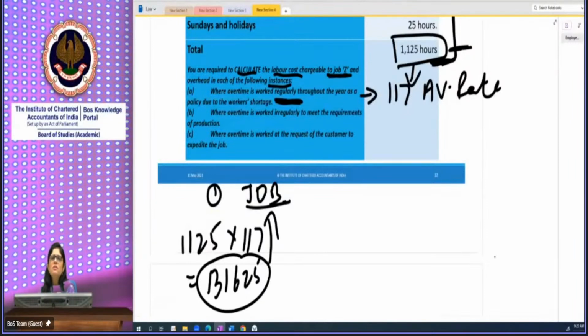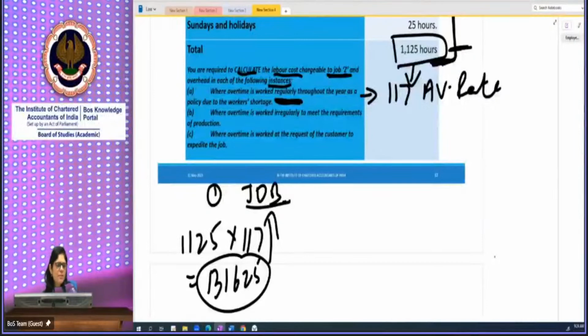So worker shortage is a normal scenario in case 1. When it's a normal scenario, we calculate the average rate. We are not considering it as overtime; we are taking it as a production cost. In another question, worker shortage can be taken as an abnormal scenario, and then we cannot charge it to production. But when worker shortage is normal, we take overtime also as a direct production cost. It's directly charged to the job because it's a normal scenario, normal idle, normal overtime.